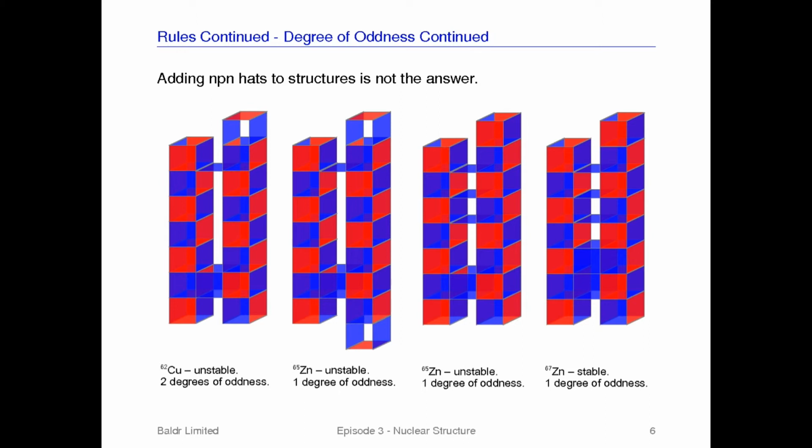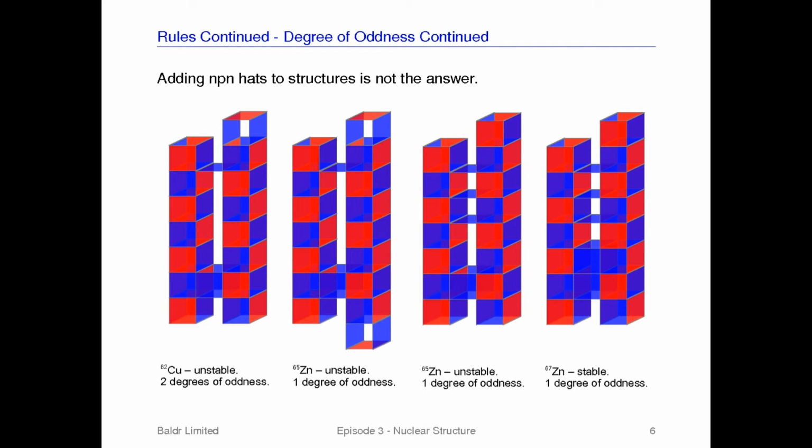In this example, if we were to take copper 62 this time, shown on the left, and add an NPN hat to it to make zinc 65, then this would not be stable. The reason for this is the fact that there are insufficient neutron bonds to firstly hold the two columns together well enough. Secondly, the unpaired neutron bond does create significant stress on the structure, and thus more neutron bonds are required to hold the columns in place.